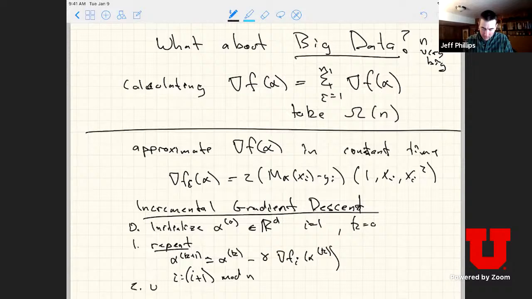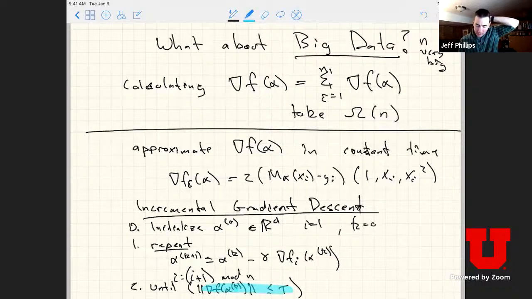Until, and we'll say again, the gradient of f at alpha k is less than some threshold. So until the gradient is small. Overall, it should look just like gradient descent, except I'm rotating through the data points in incremental order, only using the gradient defined by 1 data point at a time.